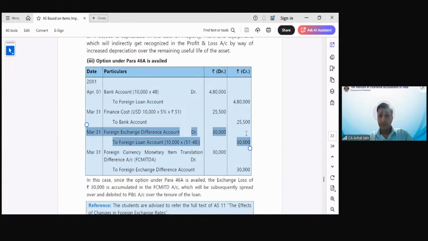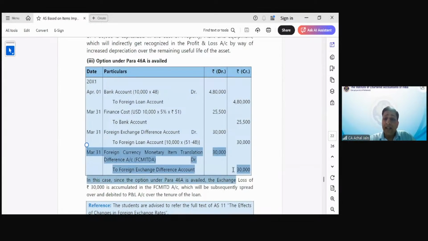Now, because the loan does not pertain to a depreciable asset, can you capitalize that with the cost of the asset? Answer is no. So therefore, will you take it to P&L? No. See, para 46A option is availed. So if this option is availed, can you take it to P&L? No. So where do you park it? You will park it to a separate account, which is called the foreign currency monetary item translation difference account.